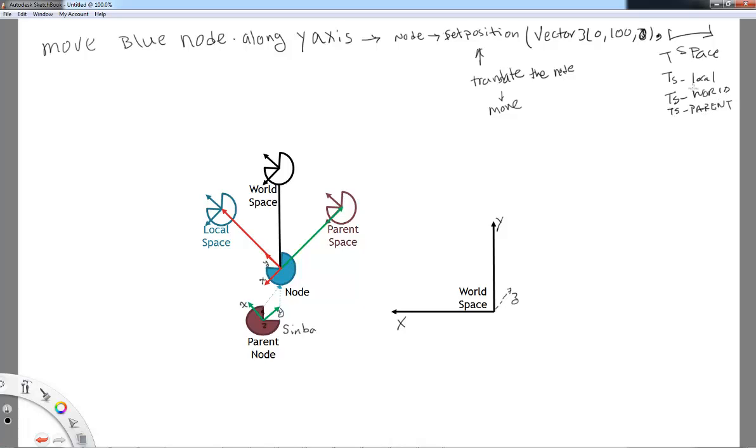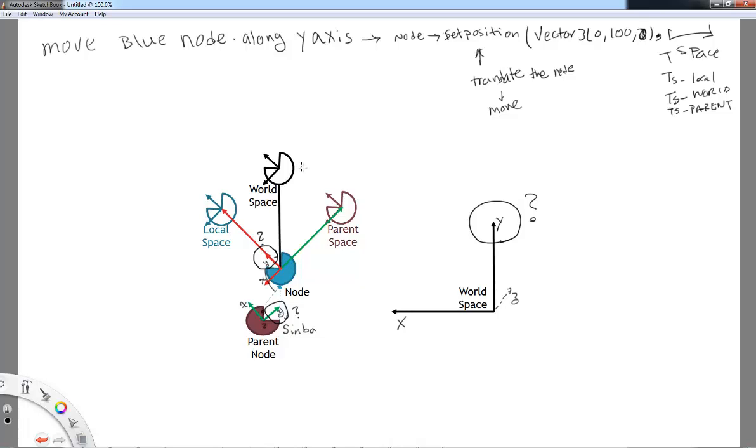This should be a good example of demonstrating what the differences are. When I specify that I want to move this blue node along the y-axis, it is very important for the Ogre system, for my rendering engine, to know whose y-axis I'm talking about. Is it the y-axis of my world? Is it the y-axis of itself? Or is it the y-axis of its parent? So when I want to move this node, I actually have three different ways of moving it.